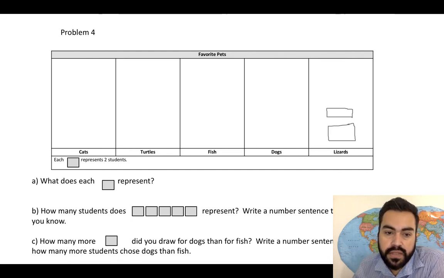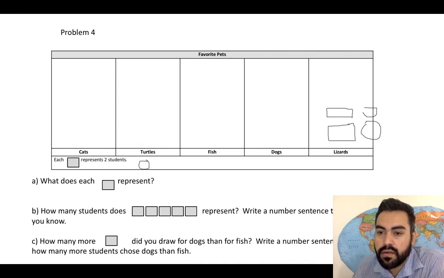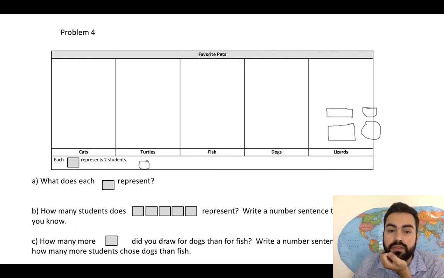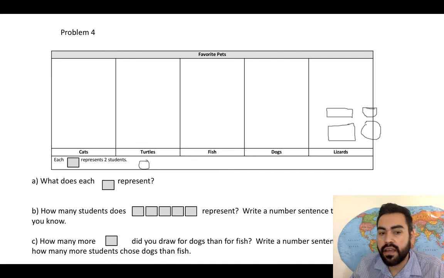What if instead of a square, I said, okay, the circle represents 2 students? Well, it would be 2, and then half of the whole, which is going to be 1. So it would be 3 students. So that's how you would go about representing that data using these pictures. Then you're going to use your data again from the tally chart and answer these questions. You're going to submit problems 1, 2, 3, 4 through Seesaw.